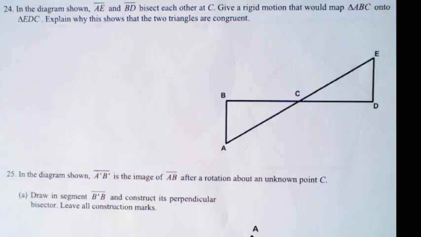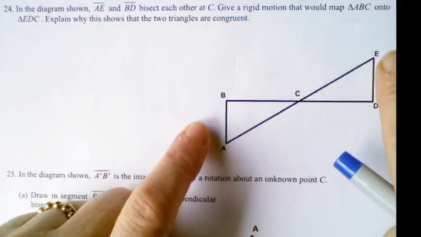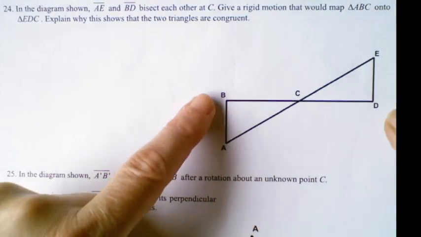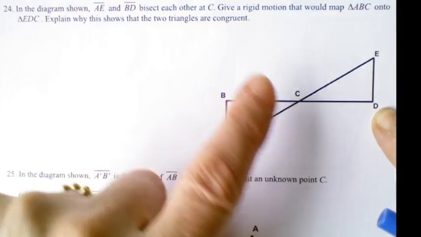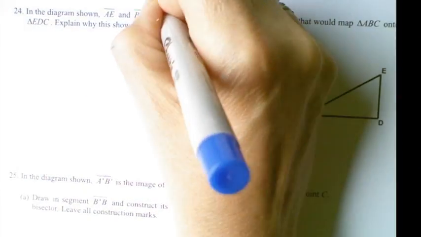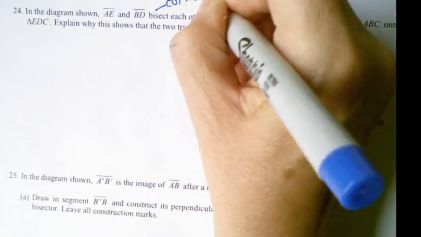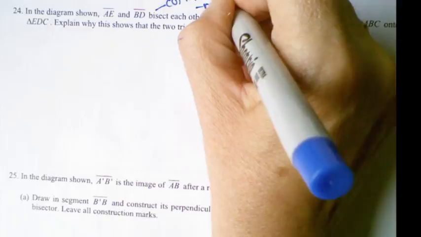Again, I like marking my pictures as I read along. So, AE, this line here, AE and BD bisect each other at C. Well, to bisect means to cut in half. And that happens at your midpoint.